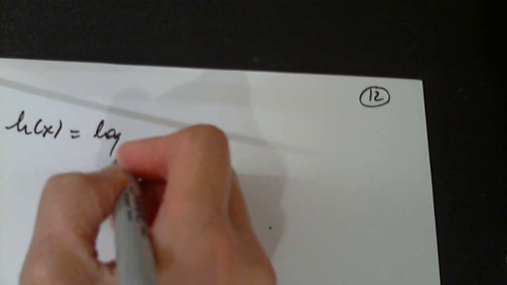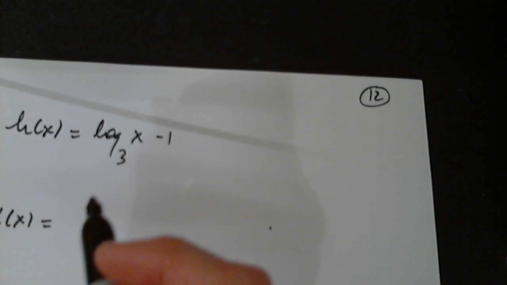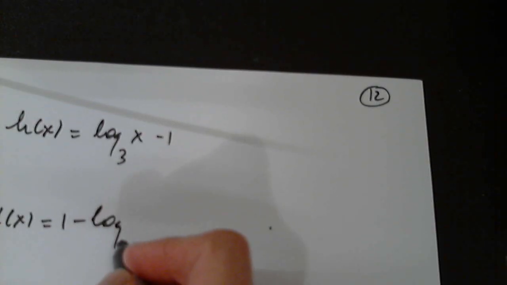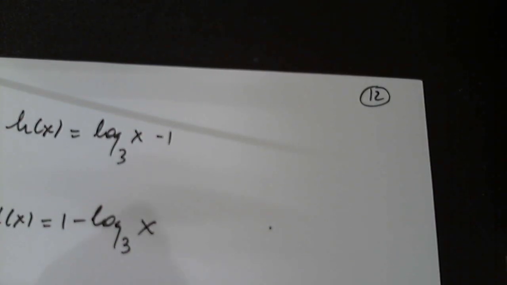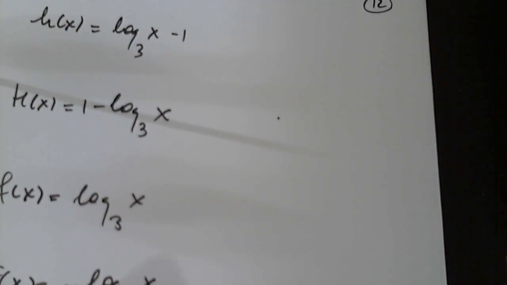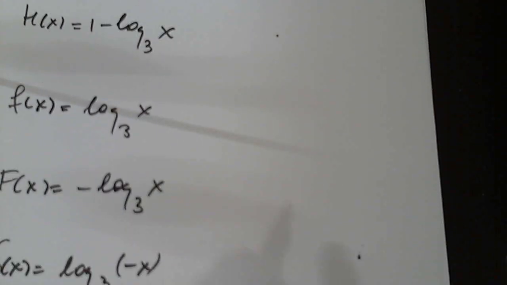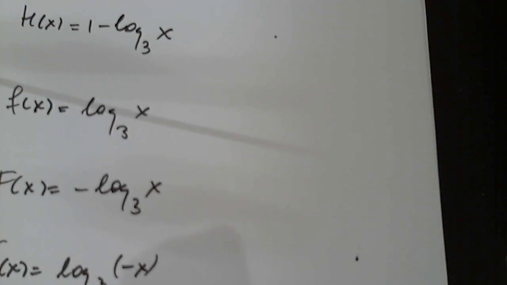h of x, log base 3 of x minus 1. Then uppercase H of x, 1 minus log base 3 of x. Then we have f of x, log base 3 of x. Then we have uppercase F of x, which is negative log base 3 of x. Uppercase G of x, which is log base 3 of negative x. And finally, lowercase g of x, log base 3 of x minus 1.